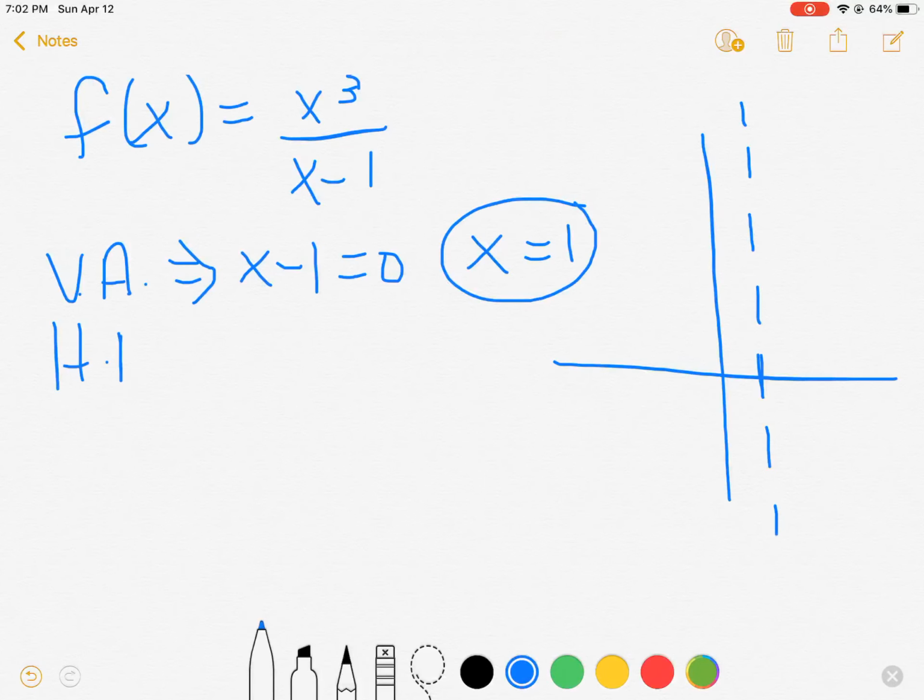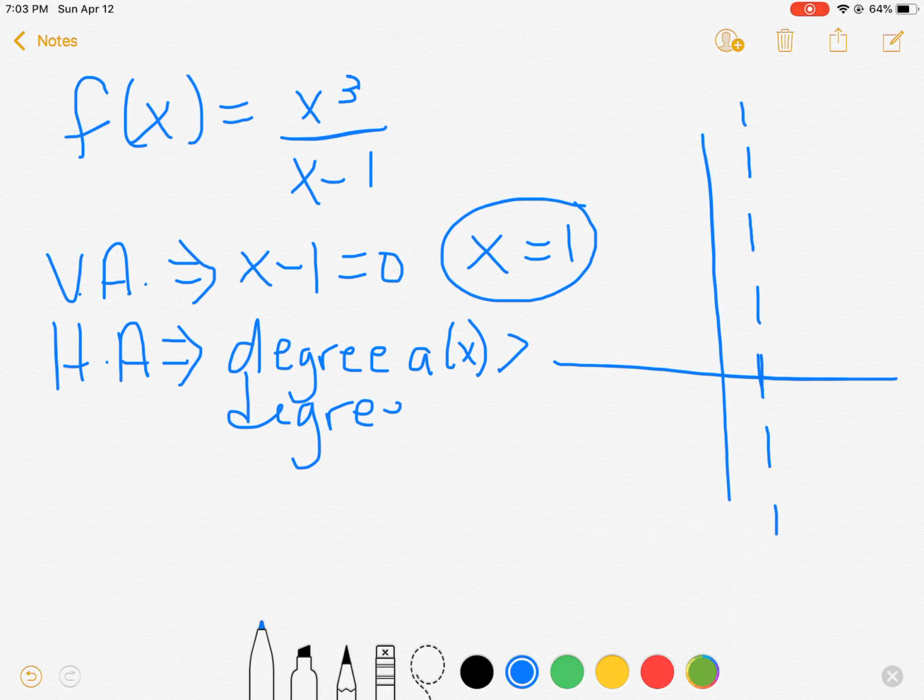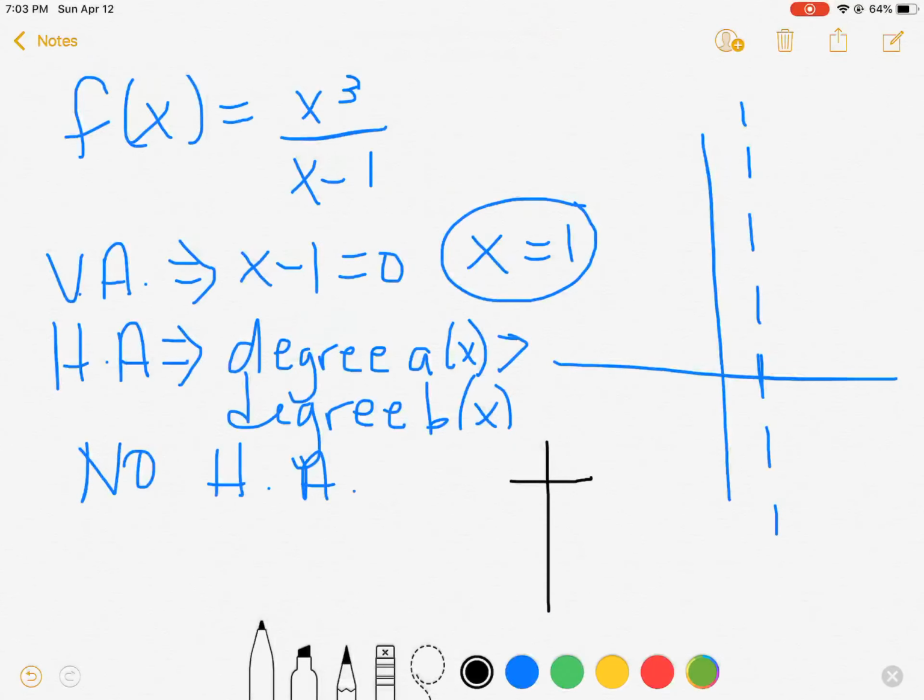For our horizontal asymptote, we're going to compare degrees. The degree of the numerator, which we refer to as a of x, is greater than the degree of the denominator, which we're going to call b of x. So that means that we have no horizontal. And in fact, it's larger than the denominator by more than 1. So no horizontal asymptote. You could make an XY chart and plot points, but using Desmos would probably be the way that most of you do it.